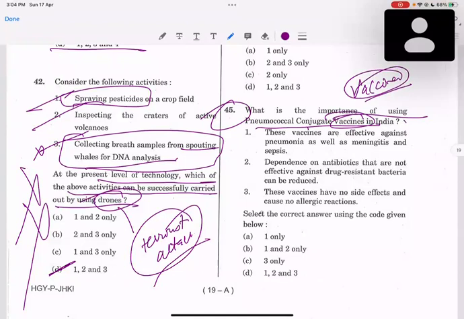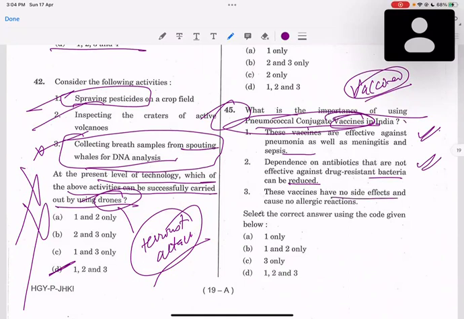All right, about these pneumococcal conjugate vaccines. These vaccines are effective against pneumonia as well as meningitis. Yes, basically these vaccines are part of Mission Indradhanush. So option 1 is correct: dependence on antibiotics that are not effective against drug-resistant bacteria can be reduced. Definitely, yes. The effectiveness of vaccines is also being reduced because of antibiotics.